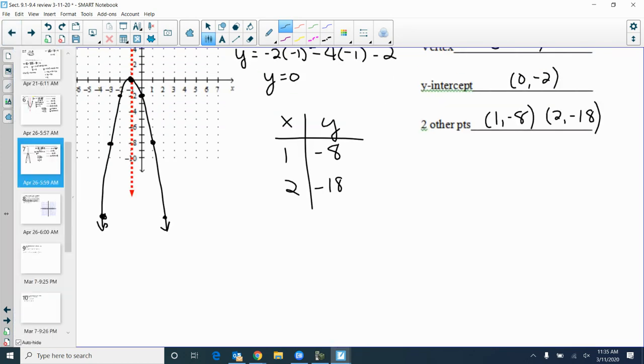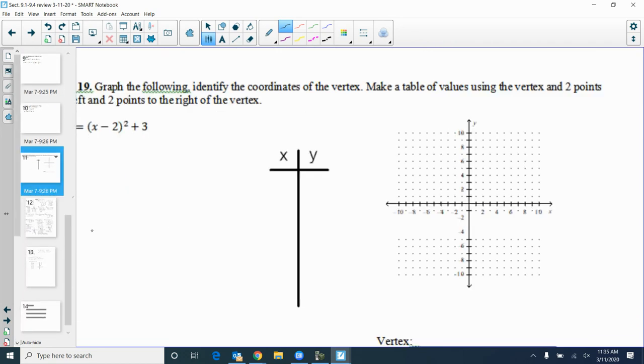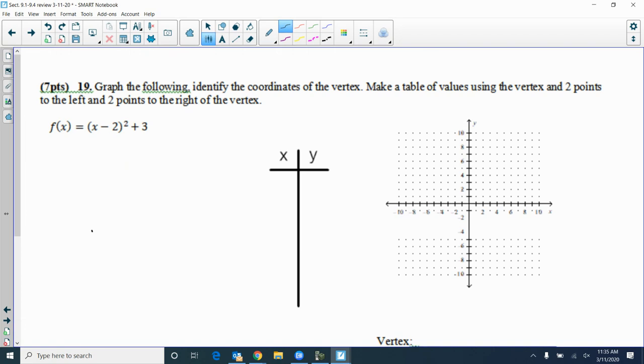Where is 19 at? There it is. All right, we'll jump down to 19 because we got it on that paper. Now this one is a graph, but you have to follow the directions. You do it slightly different. What does it tell us to find first? Or what do we need to do?